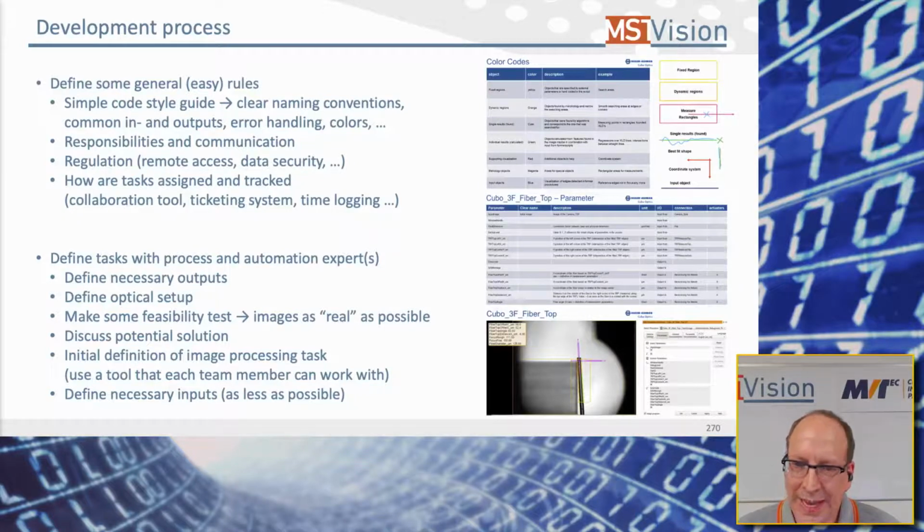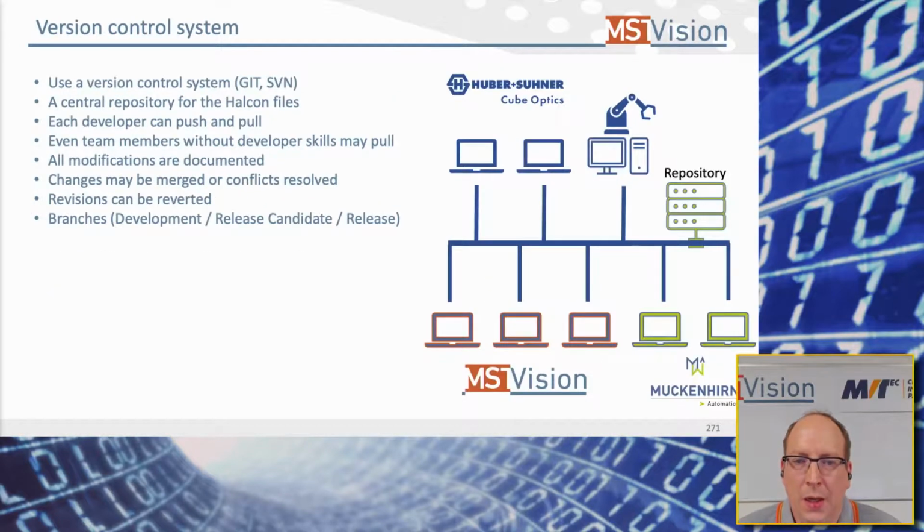And if this is made clear, then we define the tasks for the process, and we define the necessary outputs, we have some discussions, and then we do a first definition, and we can document this. We did this here in PowerPoint, for example, because you can paint here also. And then you think about the inputs that are needed to make this process. And this sounds not very spectacular, but it's very important for us.